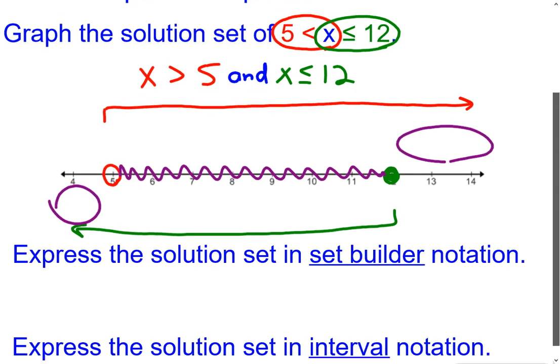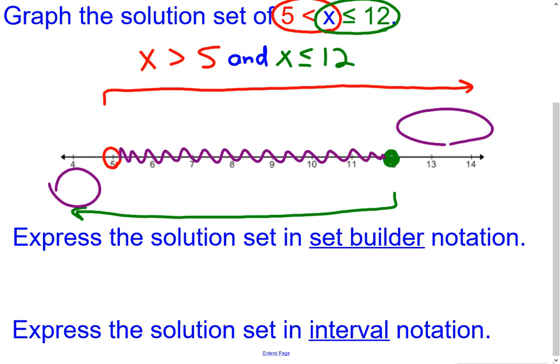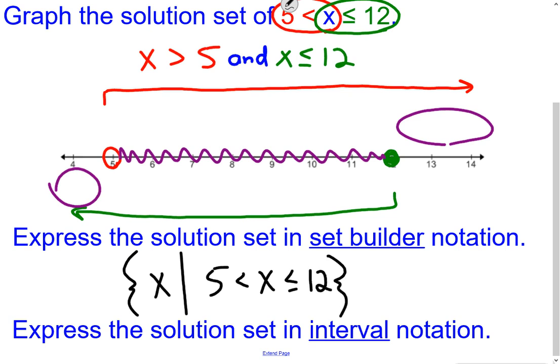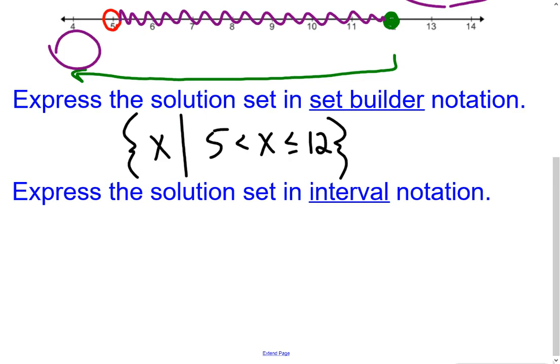Now I have two other parts to this. I said express the solution set in set builder notation. Well, set builder notation just says we want to have these fancy little braces. So x such that, and now we just write our compound inequality. 5 is less than x is less than or equal to 12. There it is in set builder notation. Now there's another type of notation that we can use referred to as interval notation. Now in interval notation, we use what will kind of look like a point, but it's going to look like this. We're going to put our small number to the left, and it's a 5.